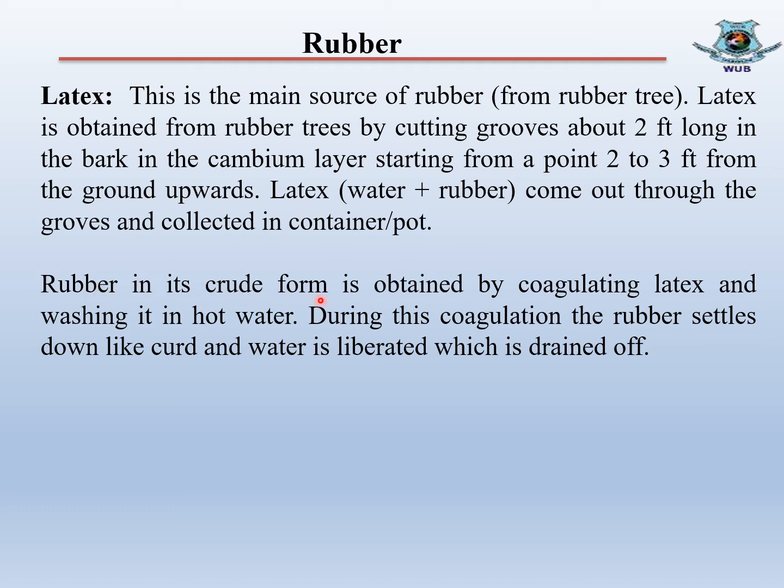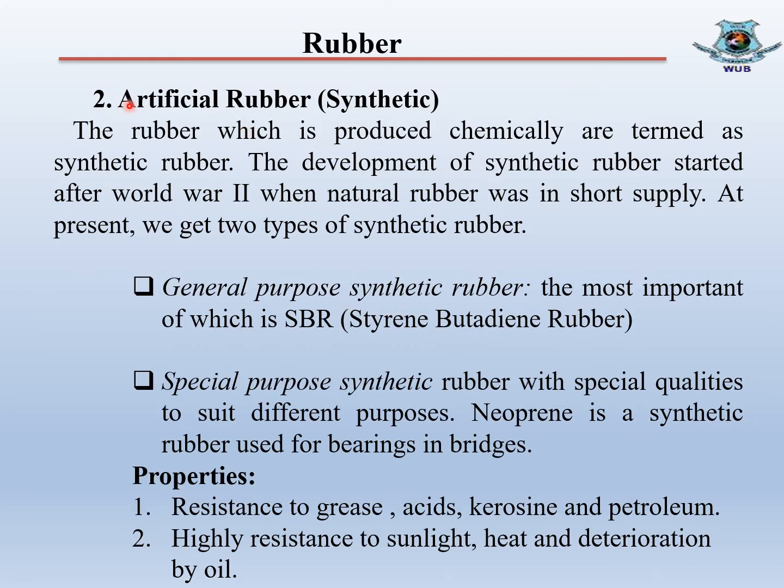Rubber in its crude form is obtained by coagulating latex and washing it in hot water. During this coagulation, the rubber settles down like curd and water is liberated, which is drained off. Artificial rubber. Nowadays, rubber is manufactured artificially from acetylene gas. It is sold under the trade names Buna, neoprene, chloroprene, etc. The rubber which is produced chemically is termed synthetic rubber.